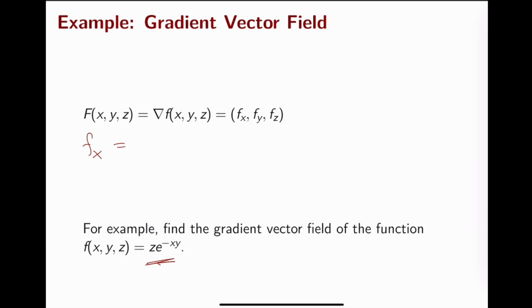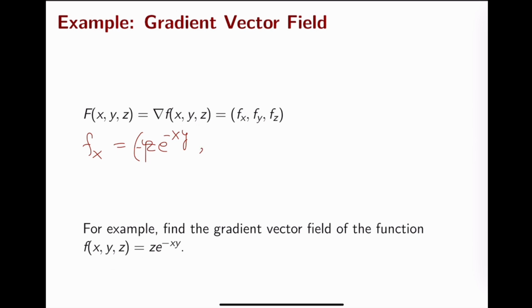Observe that here z will be a constant that goes out of the derivative, so that will be z times the derivative of e to the minus xy. That will be e to the minus xy times, by chain rule, the derivative of this. We are doing the derivative respect to x. The derivative is minus y, so I'm putting here minus y in front.